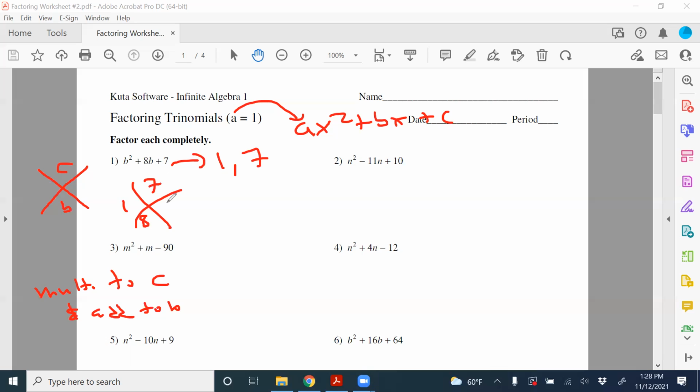and 8 down below, well, there you go. 1 plus 7 does add to 8. So you can break it up as b plus 1, or factor as b plus 1 times b plus 7.